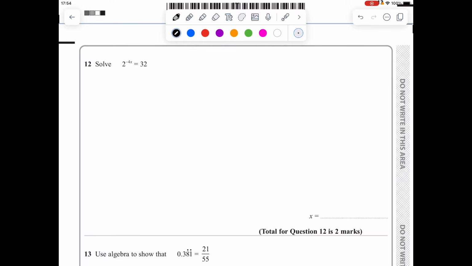For question 12, I'll keep the left-hand side the same. I'll rewrite 32 as 2 to the power of 5. So now I can equate the powers and get minus 4x equals 5. So x is minus 5 over 4. You can write this either as a fraction or as a decimal.